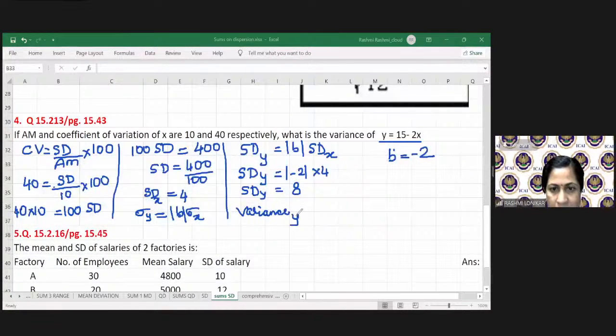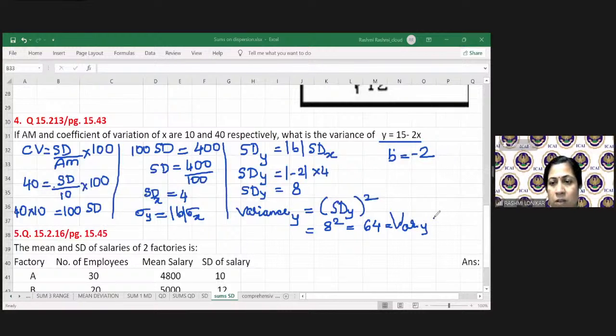Variance of y will be equal to square of standard deviation of y. How much is standard deviation of y? We found 8, so this is 8 square. So 8 square is equal to 64, which is the variance of y, which can also be written like this.